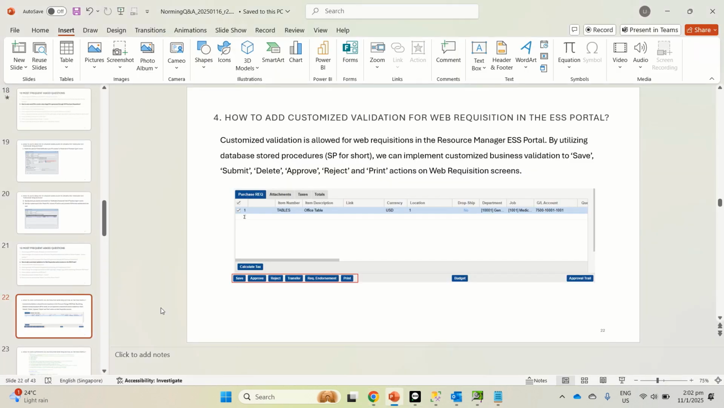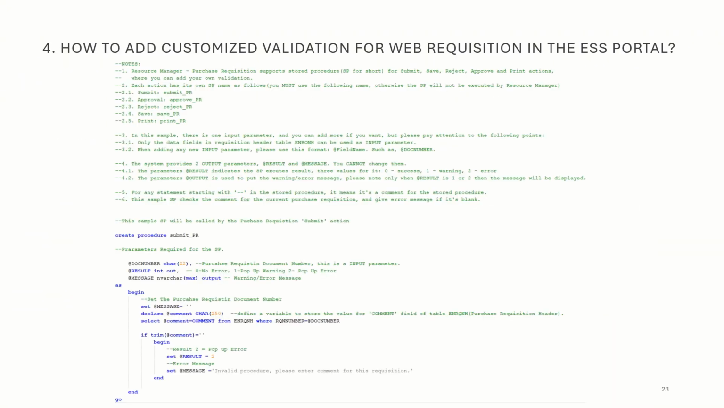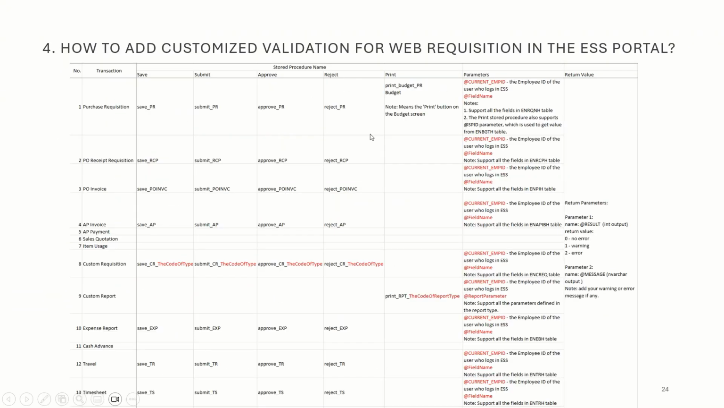So here's the list of the stored procedure function names, for example, save PR, submit PR, approve PR, reject PR. Okay, these are about how we can do the customized validation for the web requisition in the ESS portal.